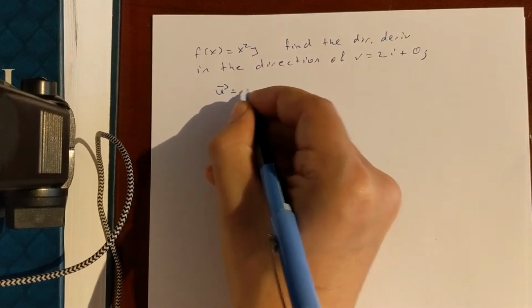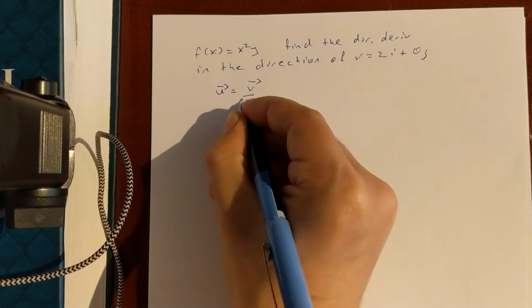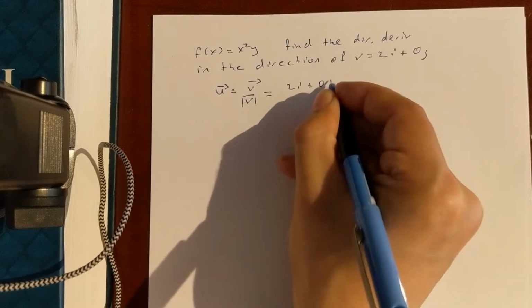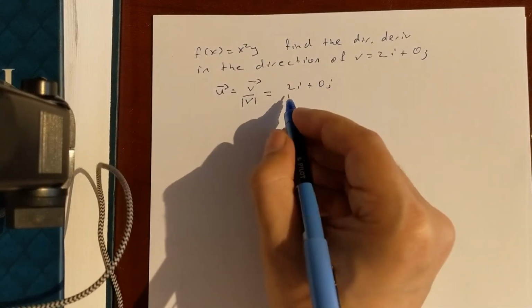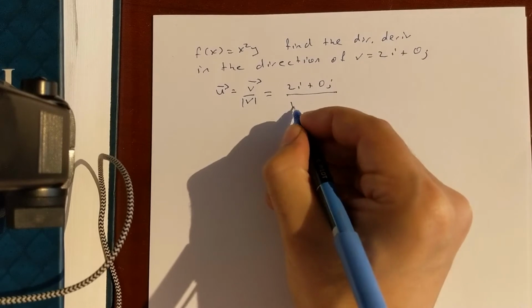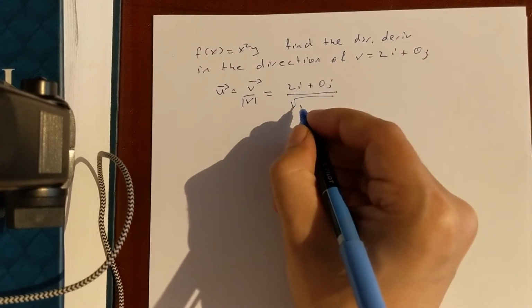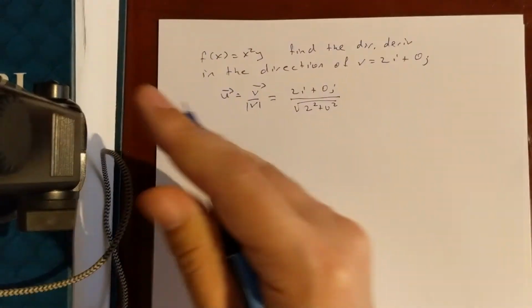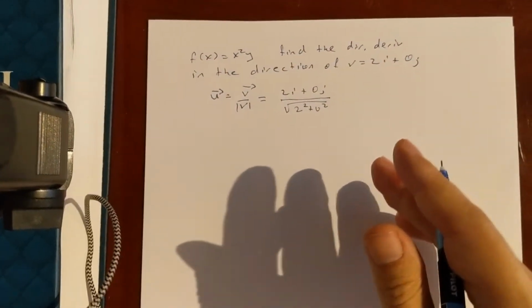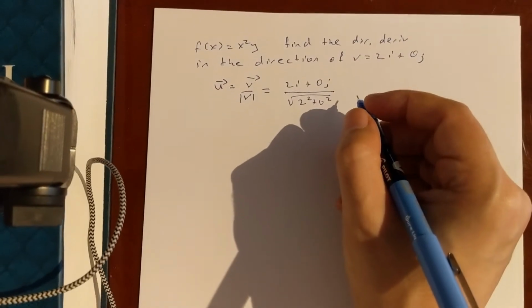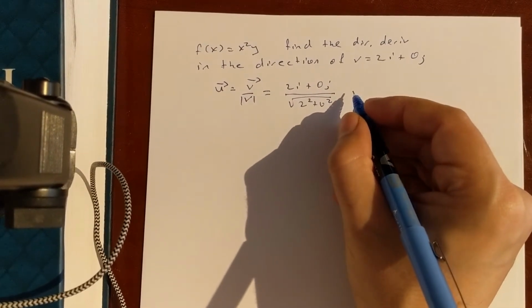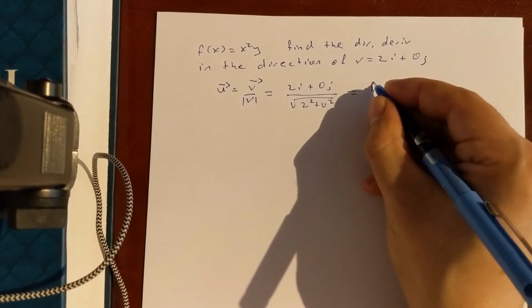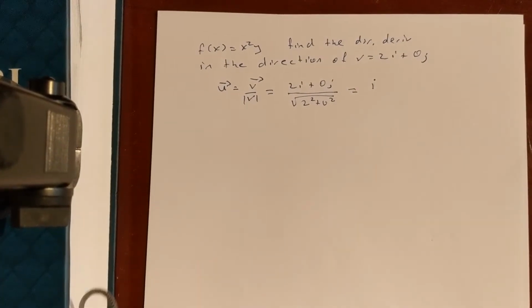So then u is going to be equal to v over the length of v. Now, of course, v is 2i plus 0j. I'm going to drop the 0j in a second. And what's the length of it? Well, it's going to have length 2, isn't it? So it's just going to be the square root of 2 squared plus 0 squared. That's going to be 4, so we're just going to get 1i plus 0j.